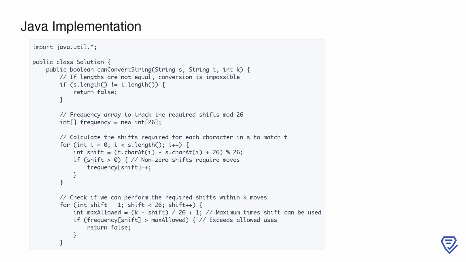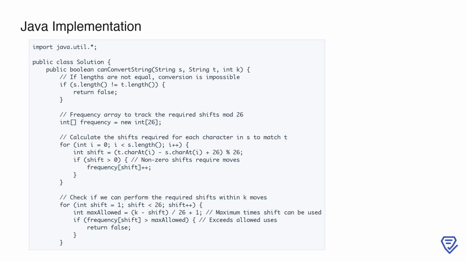In this Java implementation, we start by defining a method named canConvertString which takes three parameters: the original string s, the target string t, and the maximum number of moves k. The first condition we check is whether the lengths of s and t are equal. If they aren't, it's impossible to convert s to t, so we immediately return false.